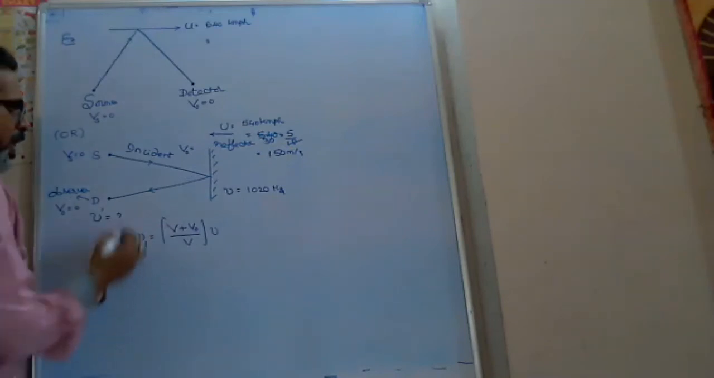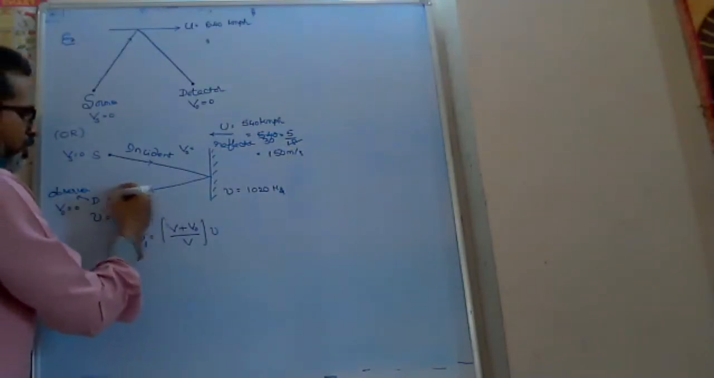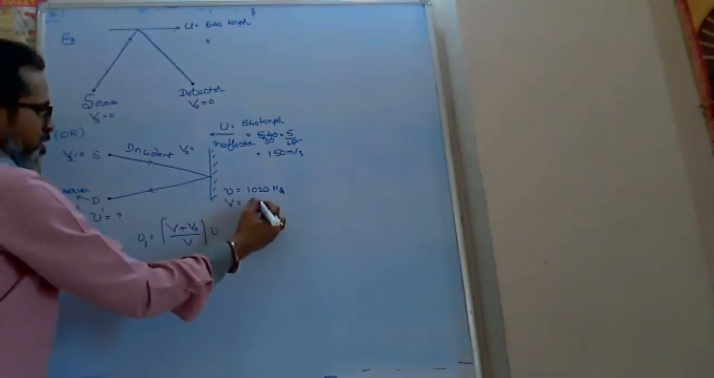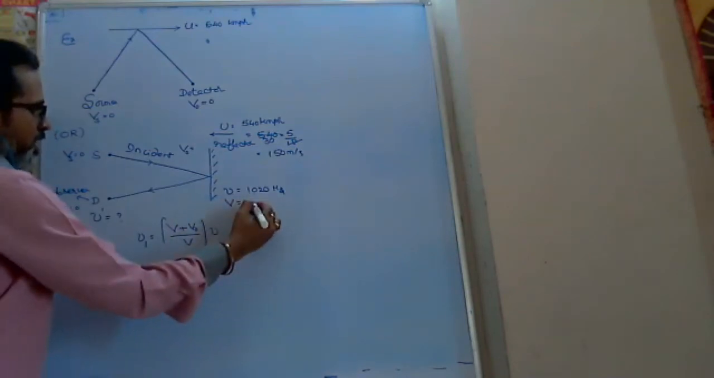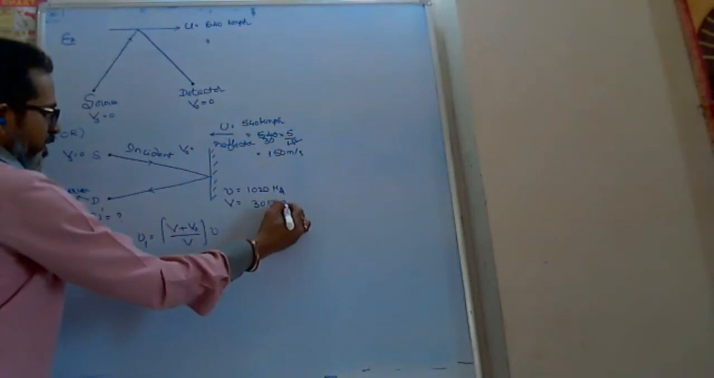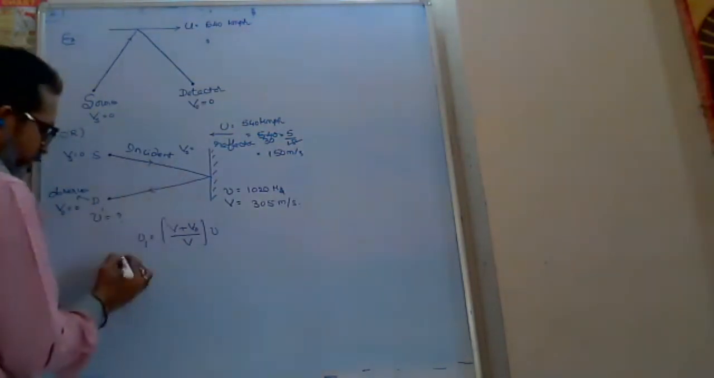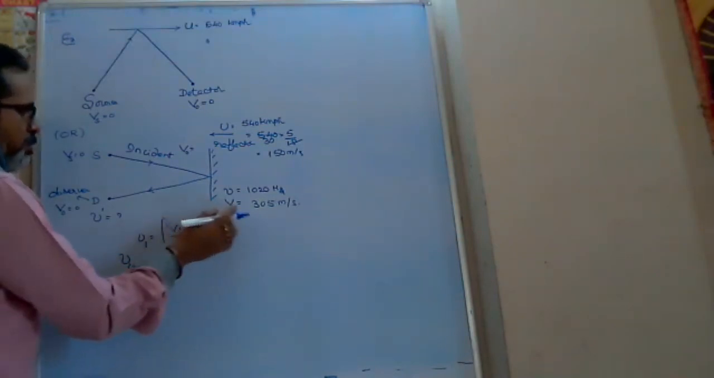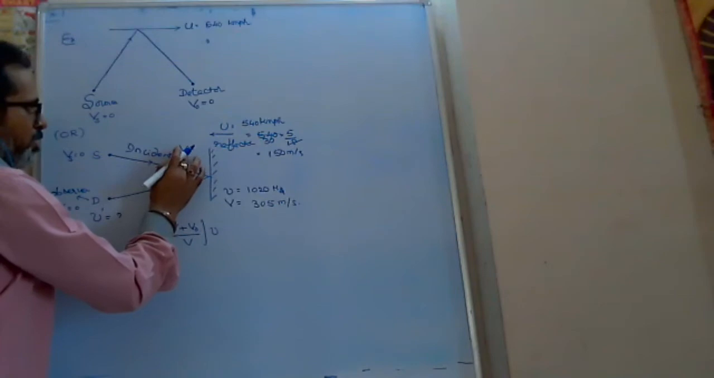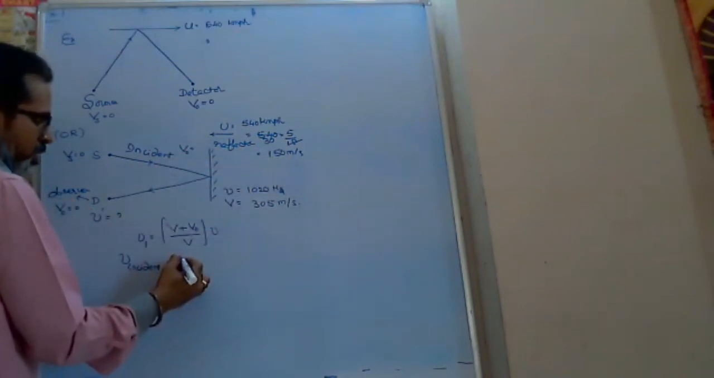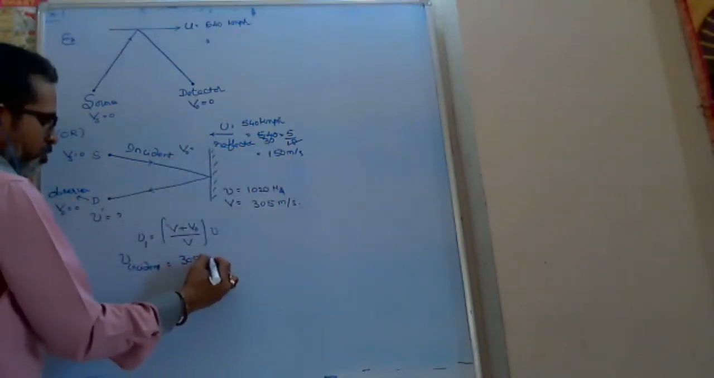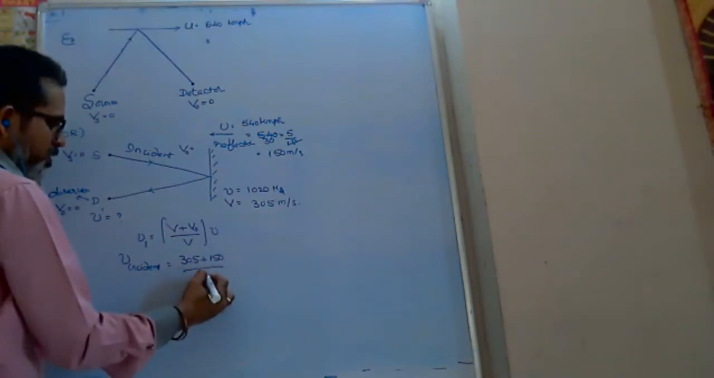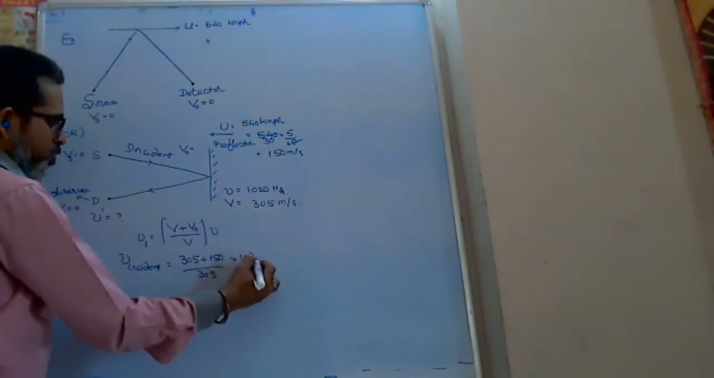Take the velocity of the wave as 305 meters per second. So the frequency of the incident wave I am finding out: V plus V naught, V naught is 150. This is 305 plus 150 by 305, into 1020.